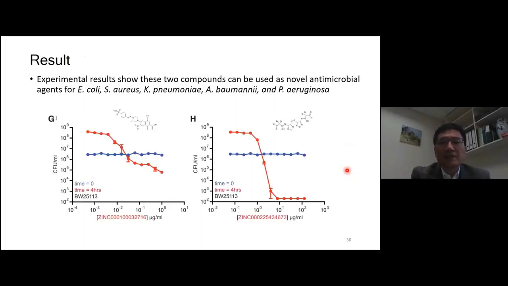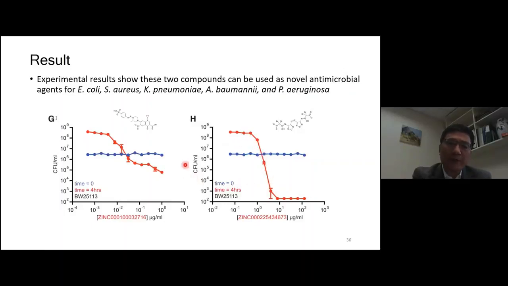Okay. So this is the result to represent, and after treatment, the experiment shows the two compounds can be used as novel antibiotic agents for not only E. coli, for Staphylococcus, for other pathogens and so on. And so you can see the time at 0, in other words, before the addition of the compounds, and the red curve to represent after 4 hours of incubation of the compounds in the E. coli or the bacteria. So indeed, you see one of the compounds is very active, can inhibit the growth.